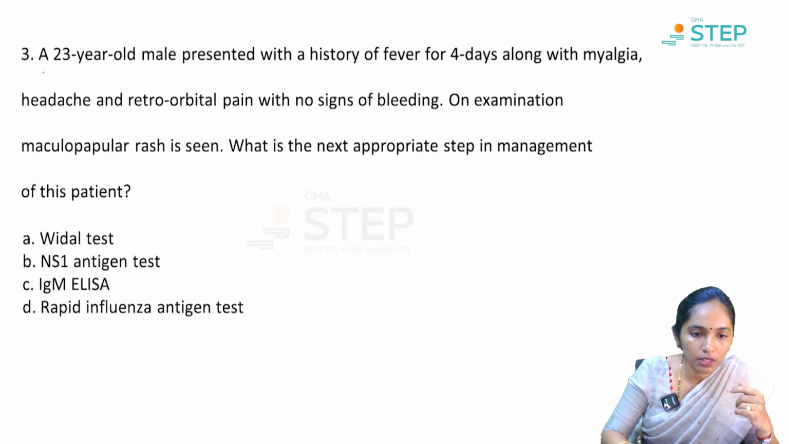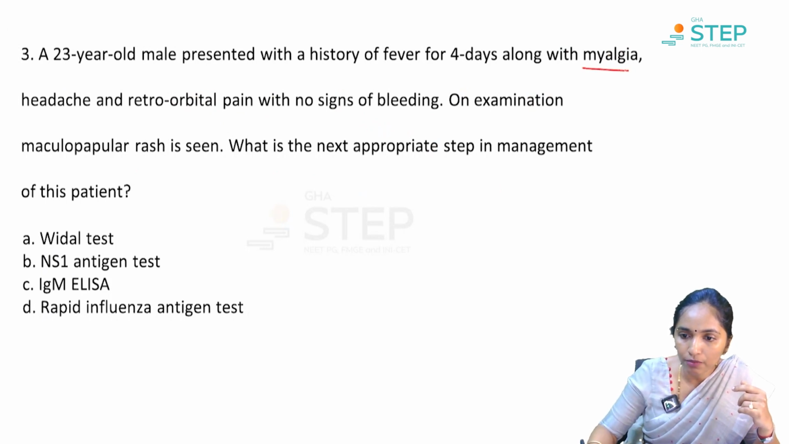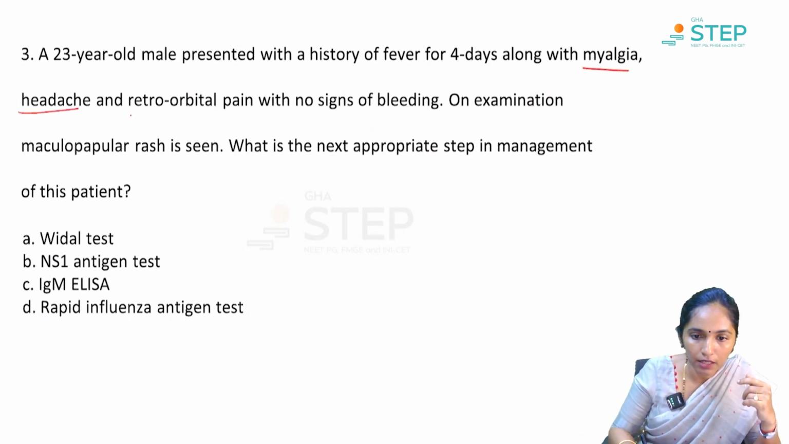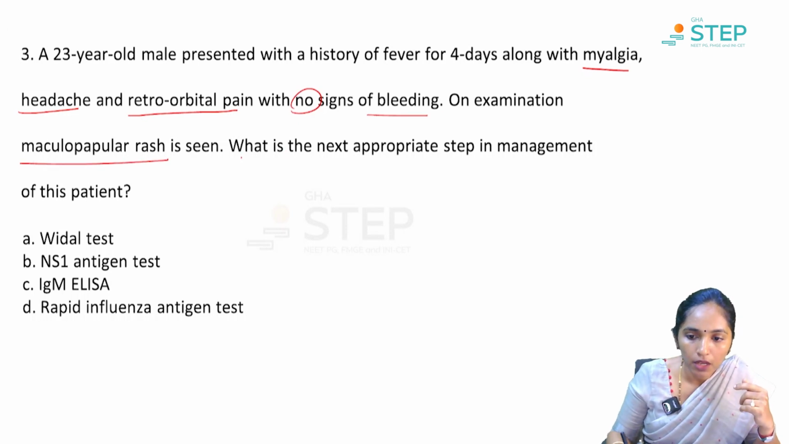So moving on to the third question, a 23-year-old male presented with a 4 day history of fever with myalgia, headache, retroorbital pain. There are no signs of bleeding, and on examination there are rashes on the body. What is the next appropriate step in management of the patient? What is the next test you want to do? Vidal, NS1 antigen, IgM ELISA, or a rapid influenza antigen test?